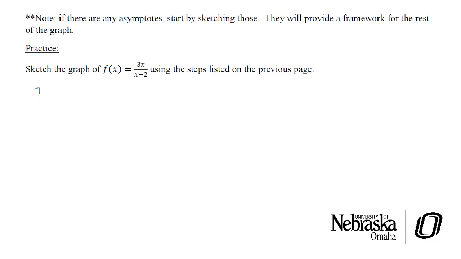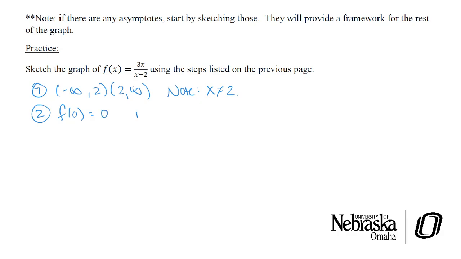Step 1, we want to find the domain. So we cannot divide by 0, so we'd have negative infinity to 2 and 2 to infinity, right? Note x cannot equal 2, but that's our only domain restriction. Okay. To find our x and y intercept, plug in 0 for x, we would get 0, right? So our intercepts are both the same in this case, (0, 0).